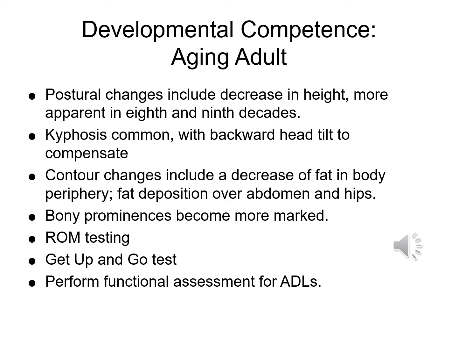So with the aging adult, as I discussed earlier, their postural changes include decrease in height, more apparent in the 8th and 9th decades. Kyphosis is common with backward head tilt to compensate. Contour changes include a decrease of fat in the body. Bony prominences are more marked. You want to assess range of motion. You want to perform a get up and go test to make sure that they're able to actually get up and out of a chair. And then, of course, the functional assessment of the ADLs.